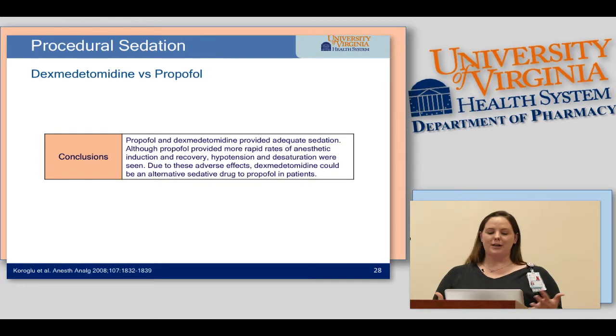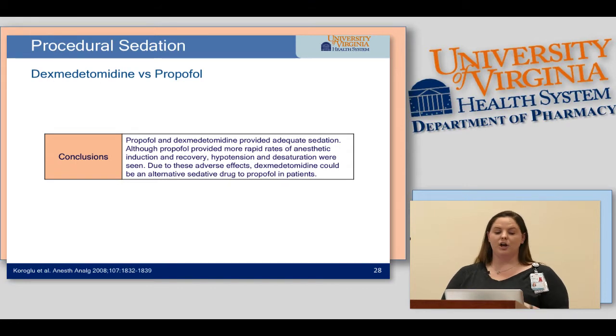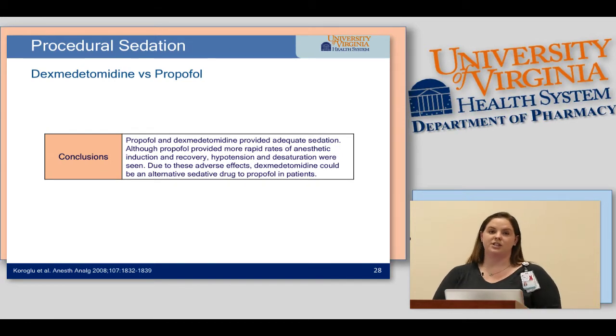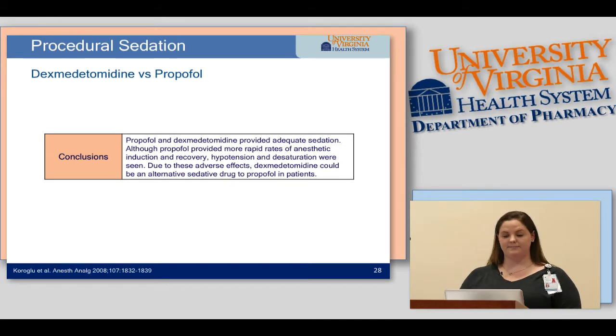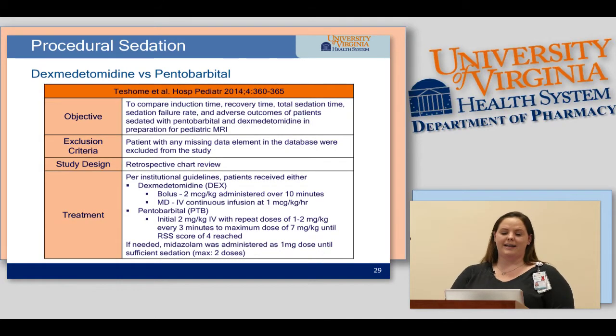All right. So summarizing the conclusions of this study: both propofol and dexmedetomidine provided adequate sedation. Although propofol provided more rapid rates of anesthetic induction and recovery, hypotension and desaturation were seen in these patients, although not statistically significant. And due to these adverse effects, dexmedetomidine could be an alternative sedative drug to propofol in these patients. And the final drug I'll look at is pentobarbital.